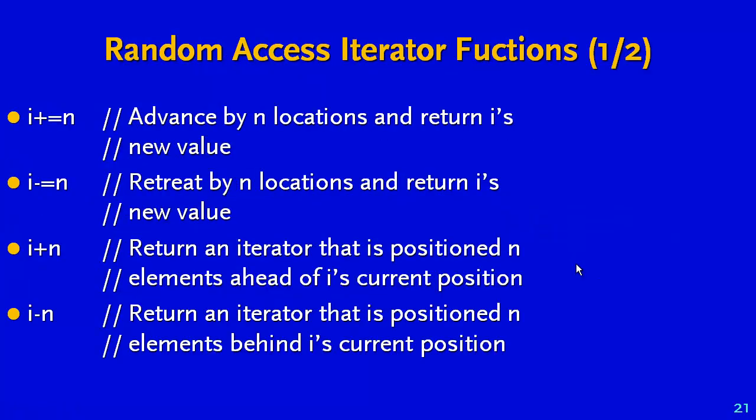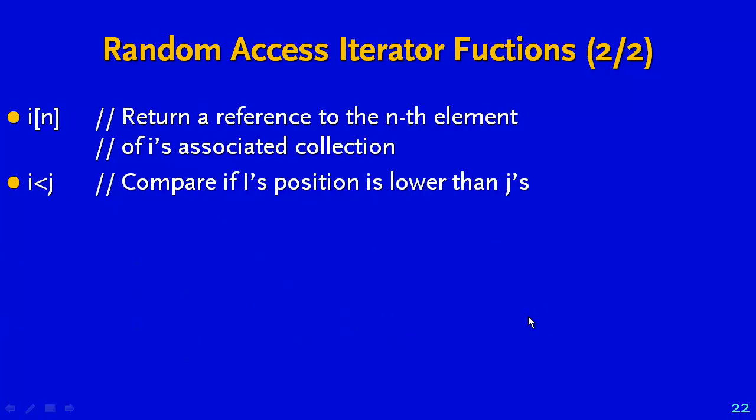So here are the operators which are supported by random access iterators. It's like operator overloading. Advance by n locations, return I's new value. So the iterator is advanced n positions in one go. Or you retreat n positions and you get the new value of the iterator. Return an iterator, so you have j equals I plus n, so it's a new iterator. Or return j equals I minus n. So you can actually shift your iterators in real time.